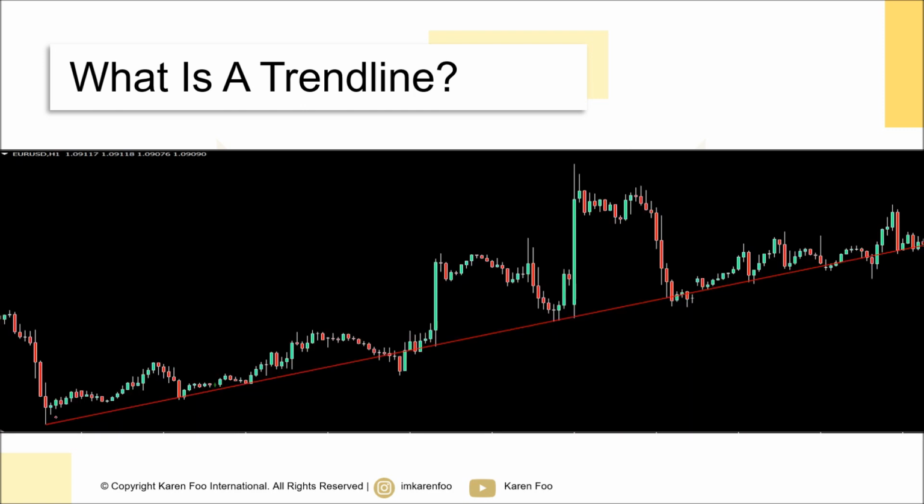One example over here: I drew this trend line based on this point and also this point, and potentially you can enter on the third point. Now see that on the third point, there's a little bit of false breakout downwards.